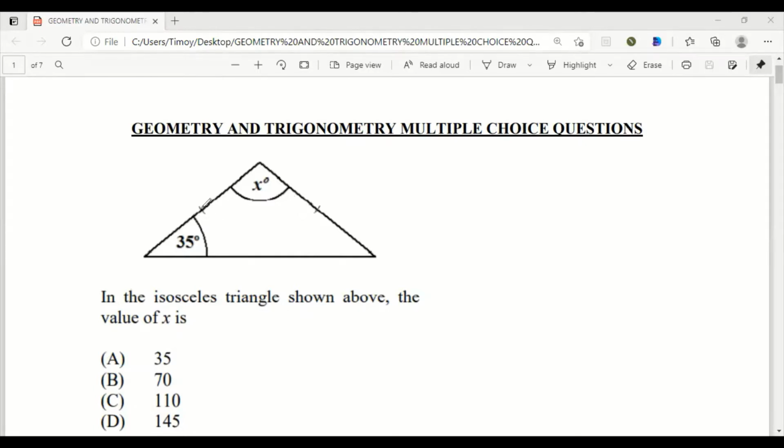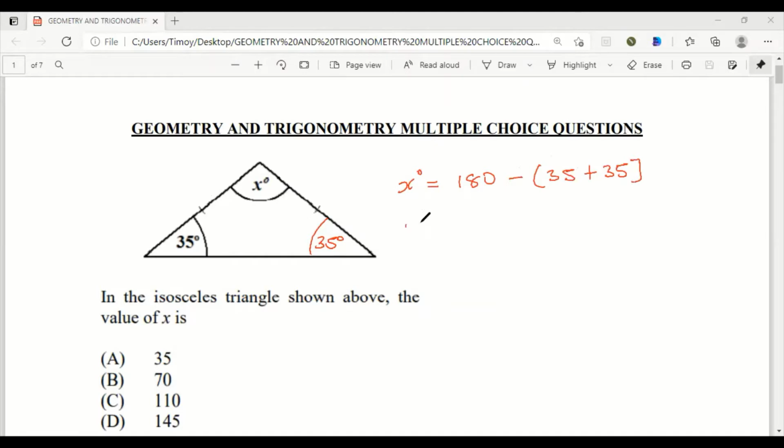Now, one thing that we know about an isosceles triangle is that it has two equal sides, as these strokes suggest, and two equal angles. So this angle right here is going to be 35 degrees. So we can say that x degrees is going to equal the sum of the angles in the triangle, which is 180, minus the sum of these two angles. So it's going to be 35 plus 35.